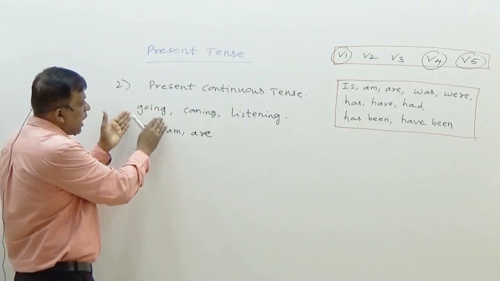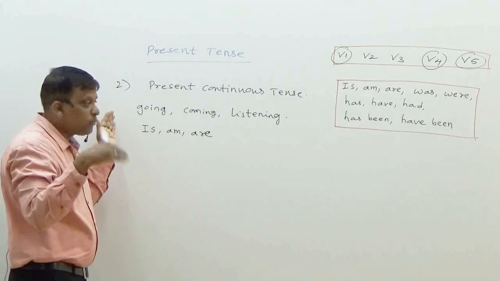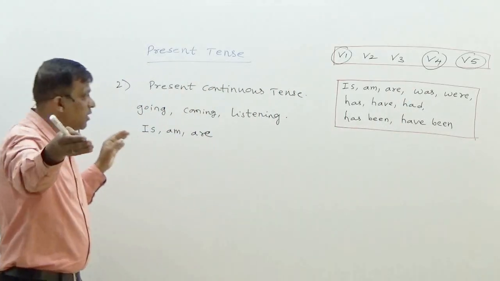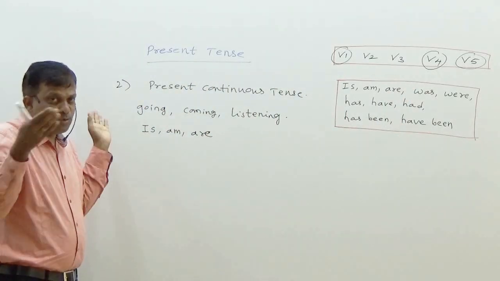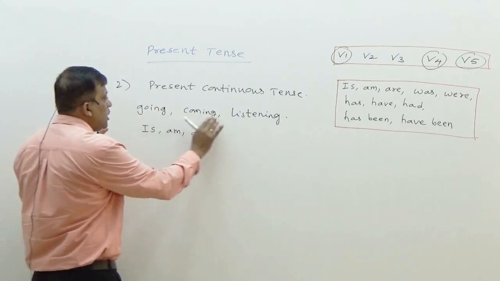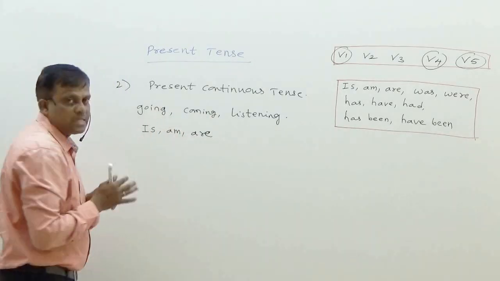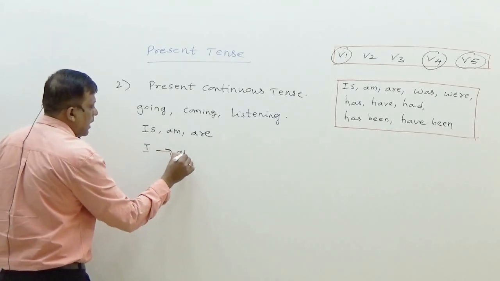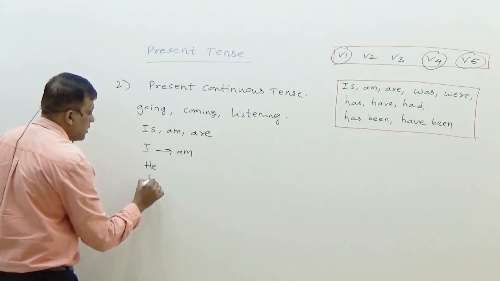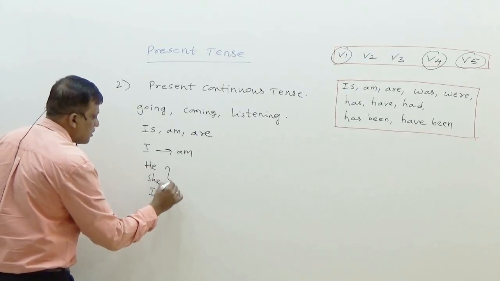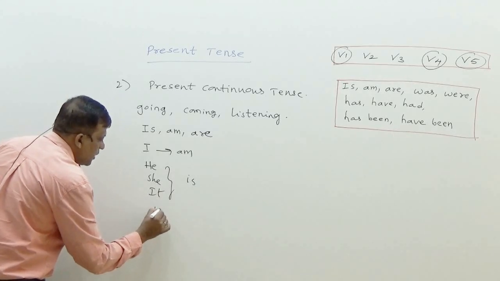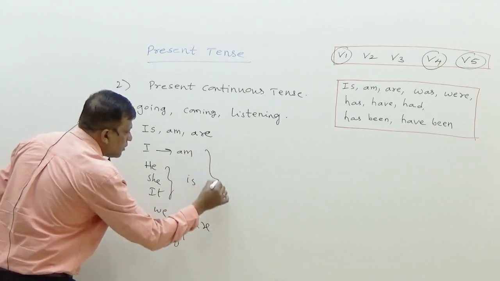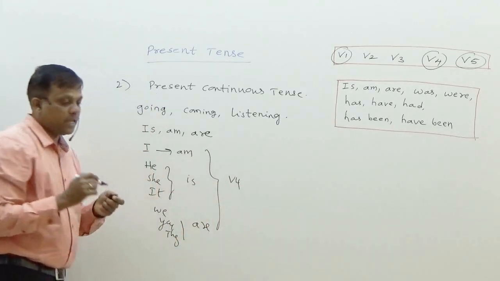So you have to use the ing form. For our simplified version, we have quoted it as V4. That will be very easy for you to remember. So V4 means the ing form that is used in continuous tense. So V4 is always used with any one of these. Now where we have to use all these? For example, I am, he, she, it is, we, you, they are. So all together it is V4, ing.